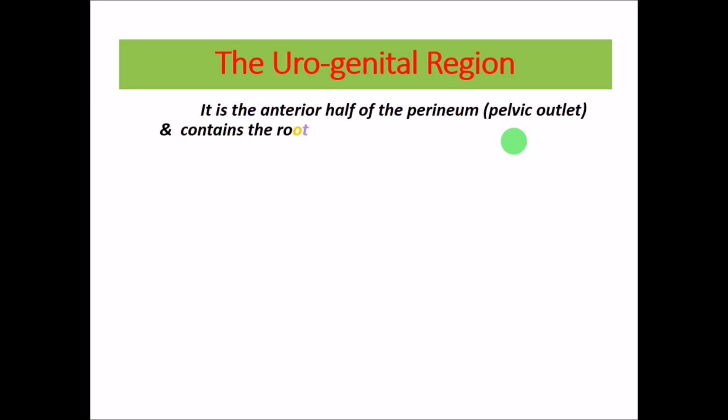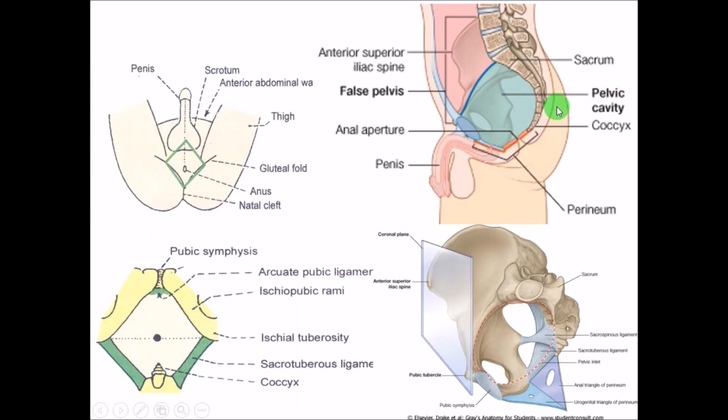Okay, so the urogenital region is the anterior half of the perineum. As you saw, the anterior half of the perineum is at the pelvic outlet. If you see here, the anterior half of the perineum is called the urogenital region. This is the abdomen and this is the pelvis, and this is called the inlet of the pelvis. This is the inlet and this is the outlet.